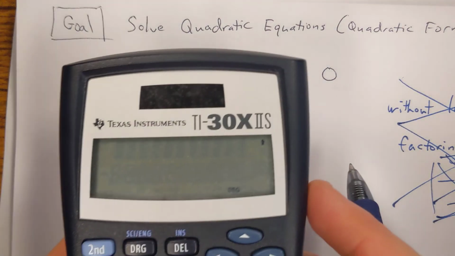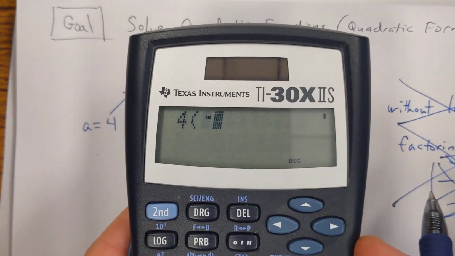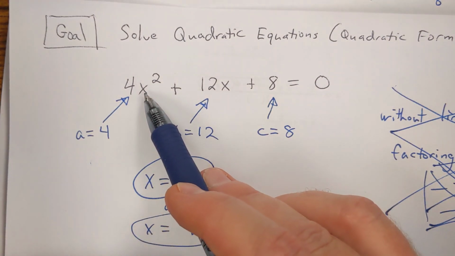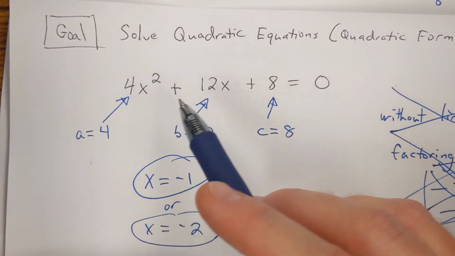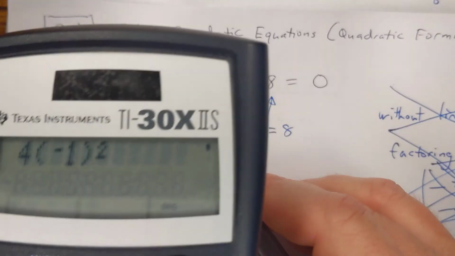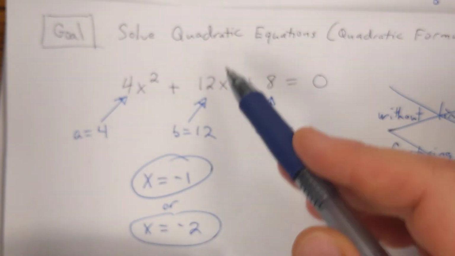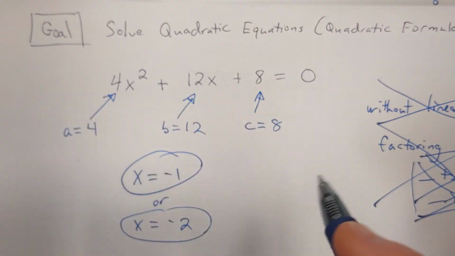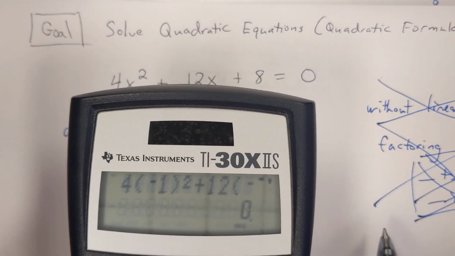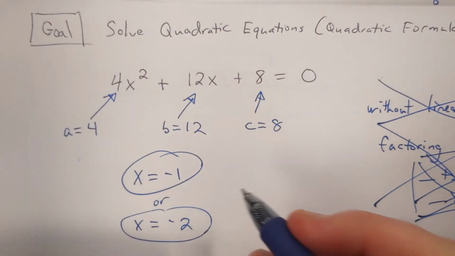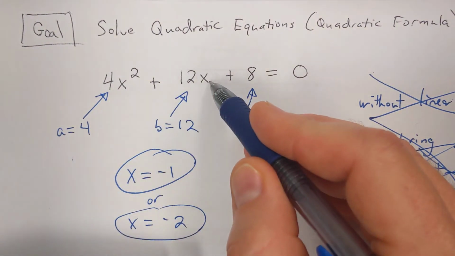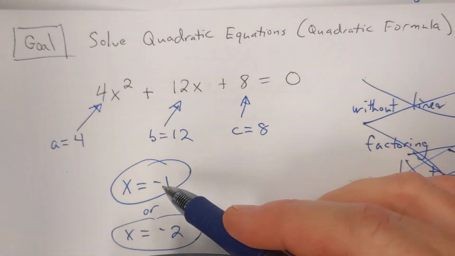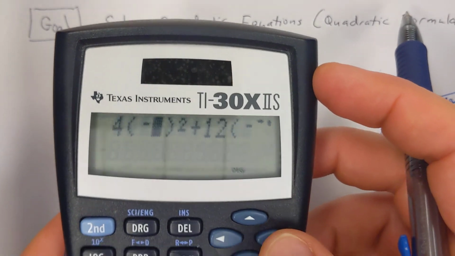Negative 1 or negative 2. I can plug either one of these numbers in for x, and especially make sure you're using parentheses to plug these numbers in. So if I plug a negative 1 in for x, 4 times negative 1 squared plus 12 times negative 1 plus 8, guess what? That comes out to 0. Negative 1 is a number I can plug in for x that will make this equation equal 0. And there's proof. But not only does negative 1 work, so does negative 2.